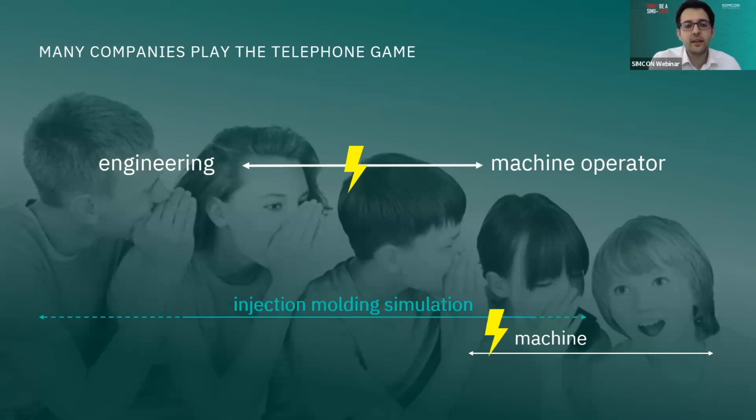Some sit in the ivory tower, the engineering department, and they get it running, and then they give it to the machine operator, who then starts over again and has to set up the machine. By bringing the two worlds together, many advantages and synergies can be used, and it will also bring simulation and machine closer together.